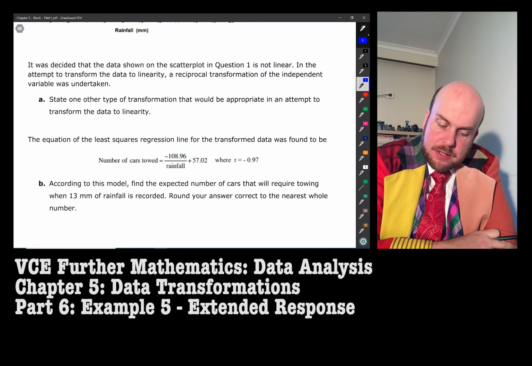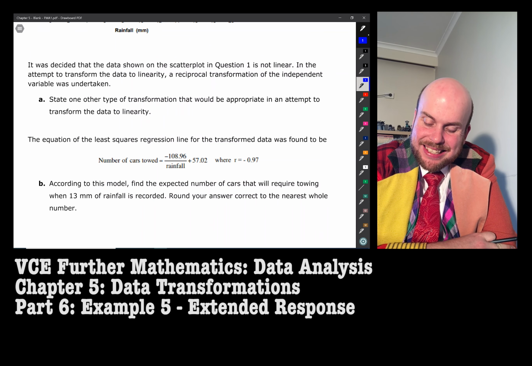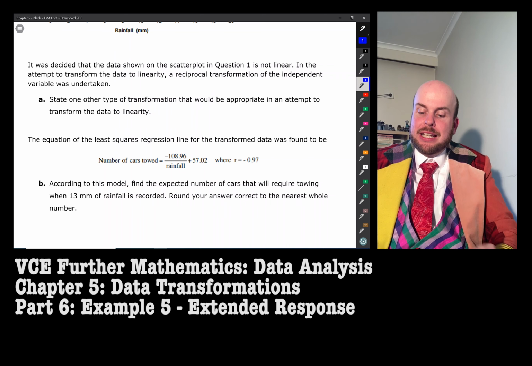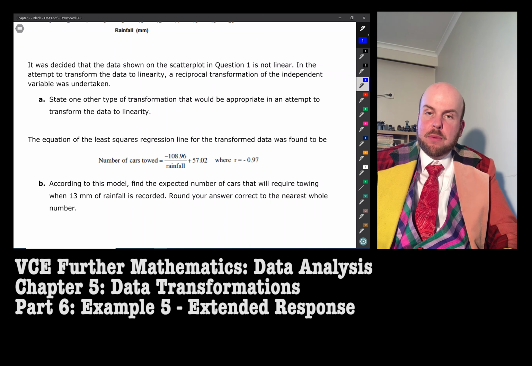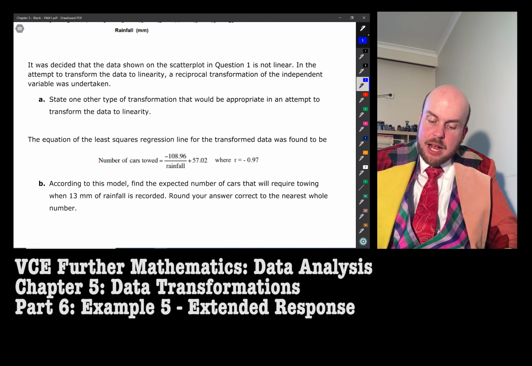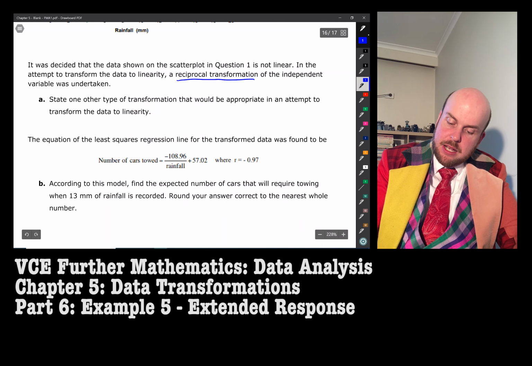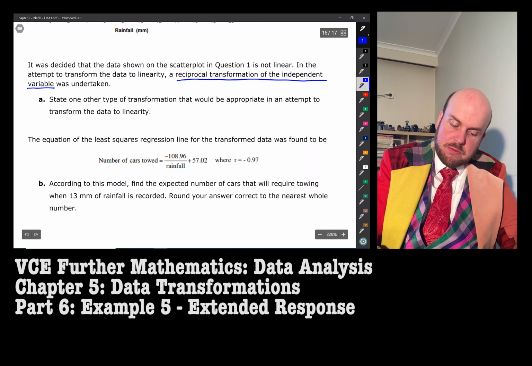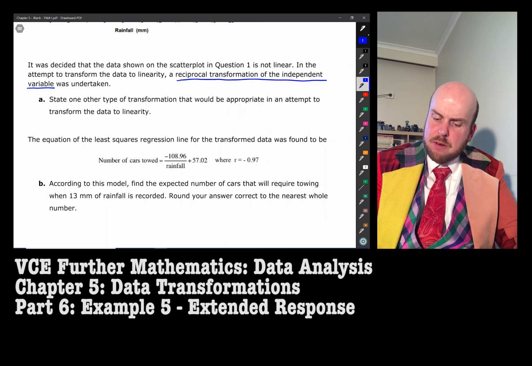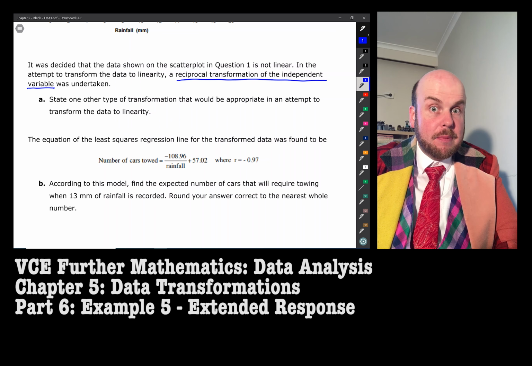It was decided that the data shown in the scatter plot of question 1 is not linear. In the attempt to transform the data to linearity, a reciprocal transformation of the independent variable was undertaken. So let's have a look at this piece of nonsense here. Reciprocal transformation of the independent variable.